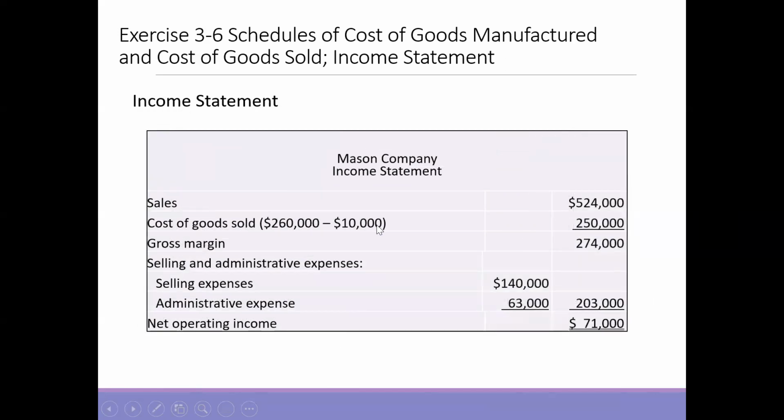The income statement. It shows our sales. It shows our cost of goods sold, then our gross margin. We've got our selling and admin expenses to then give us our net operating income.